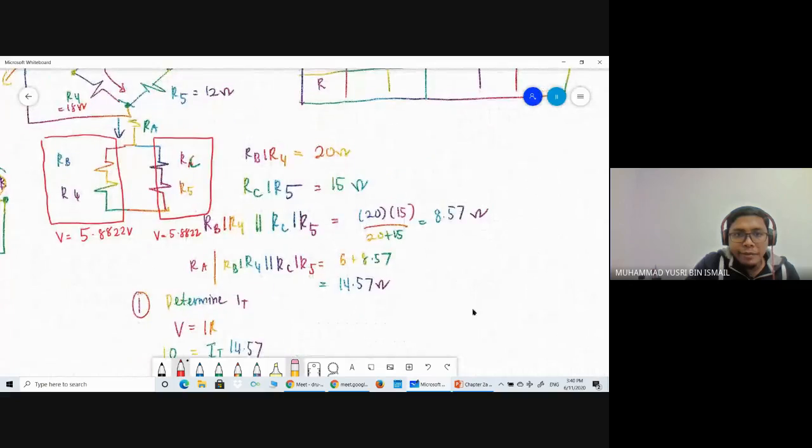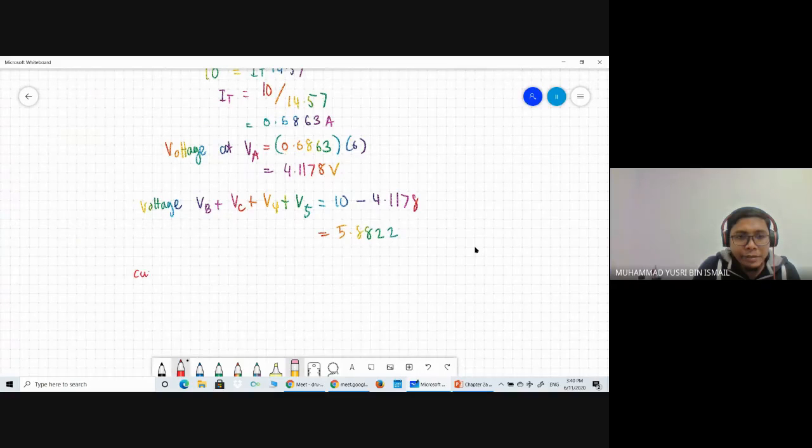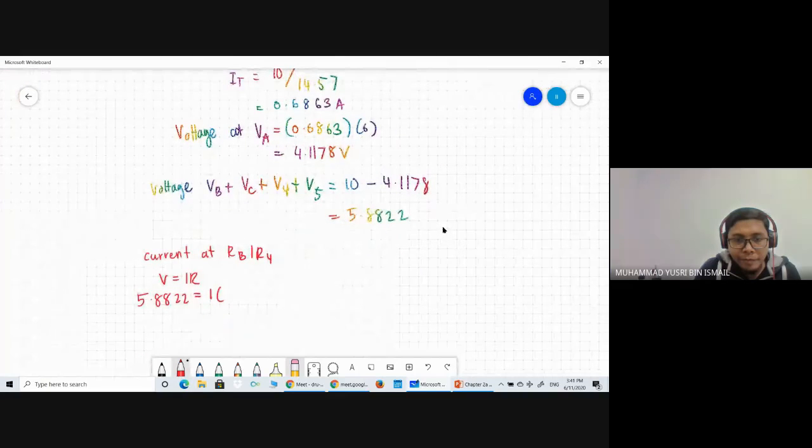Now but first you need to calculate the current at RB and R4. So now voltage, V is equal to IR. 5.8822 equal to I, and then R is 20 ohm. So I equal to 0.2941 ampere.